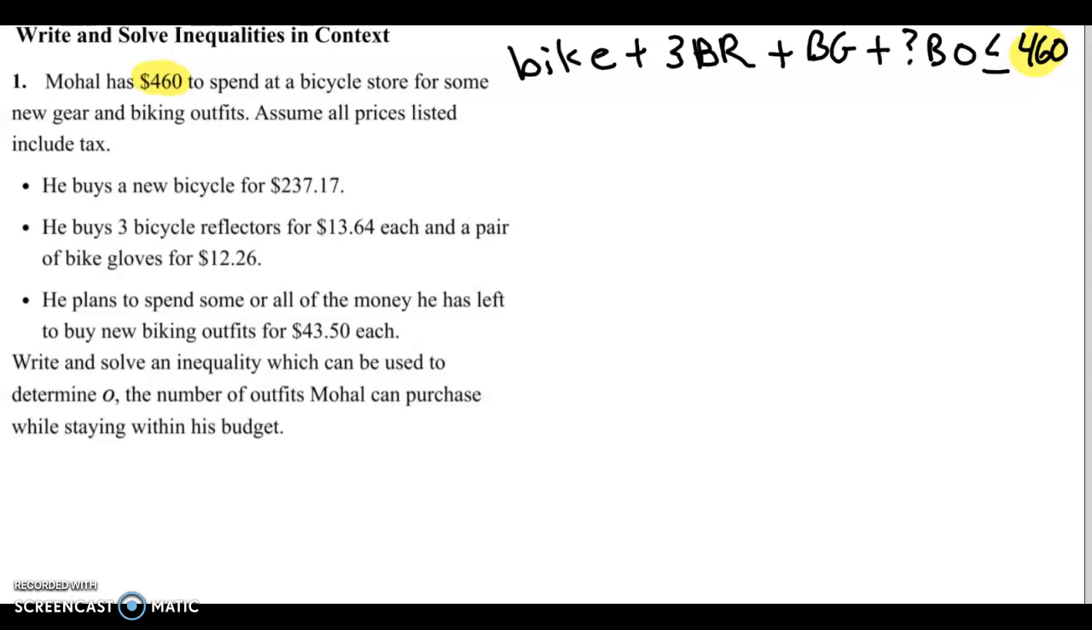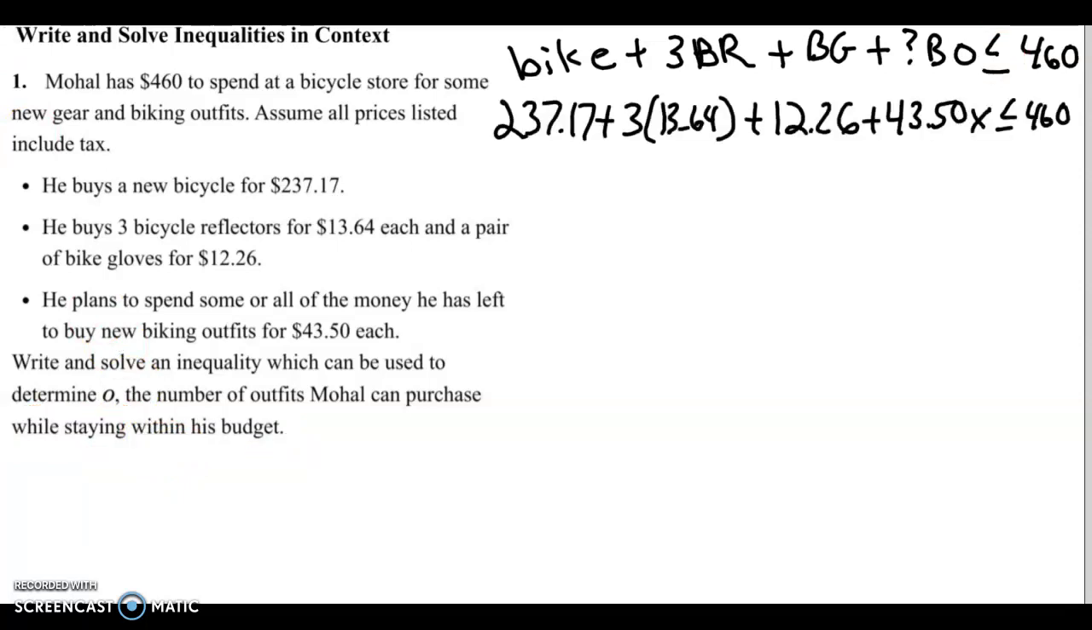All right, so now I'm going to plug in the values for each one of those things. And this is how I know it's less than or equal to, because he has to stay within his budget. If it's 460, that's good. 459, good. 461, too much. So, let's look. Now I plugged in each number value here, and I highlighted it so you can see where I got everything. And now we've got a regular inequality that we're going to solve.